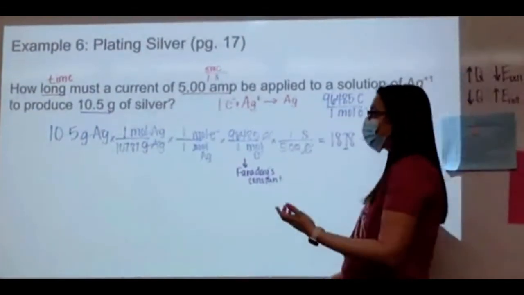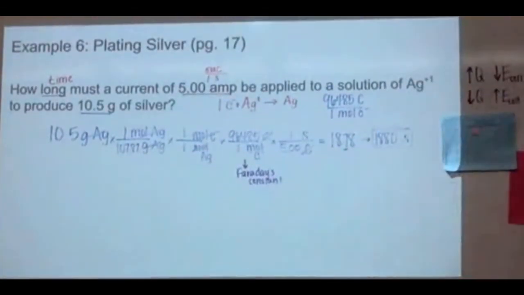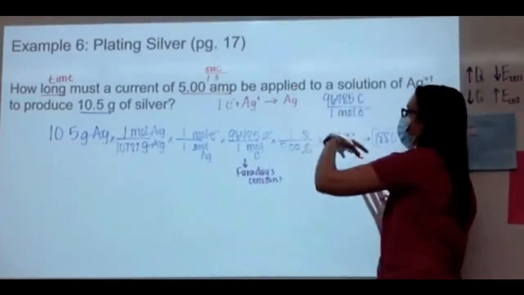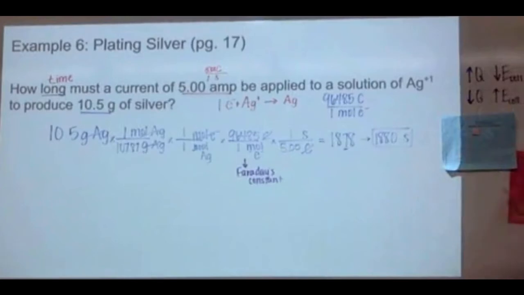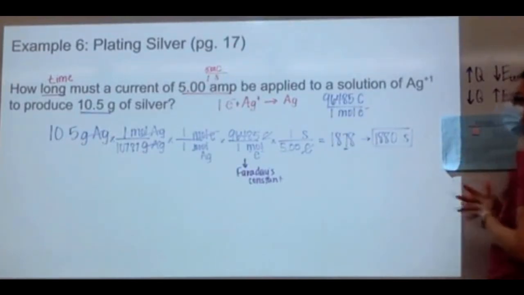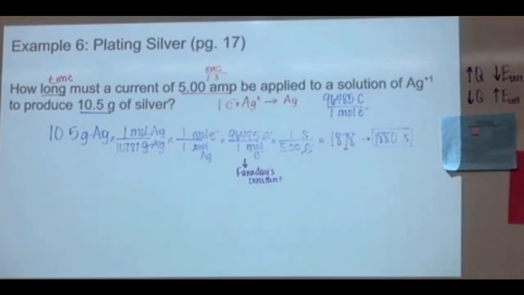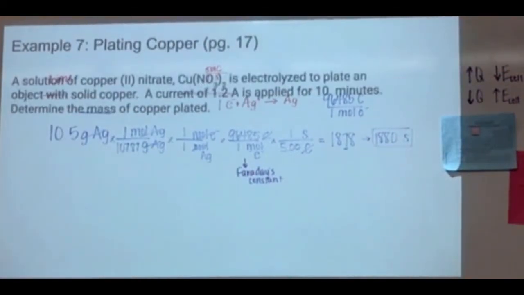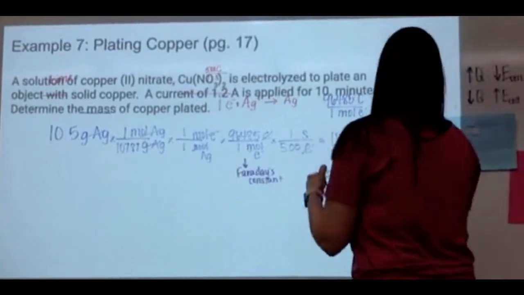So doing these electroplating questions, it's just a big dimensional analysis problem where we're using lots of conversion factors to go between grams of something or moles of something to time. As you take a look at example 6, any questions as to how we got any of those conversions? All right, so let's take a look at example 7.